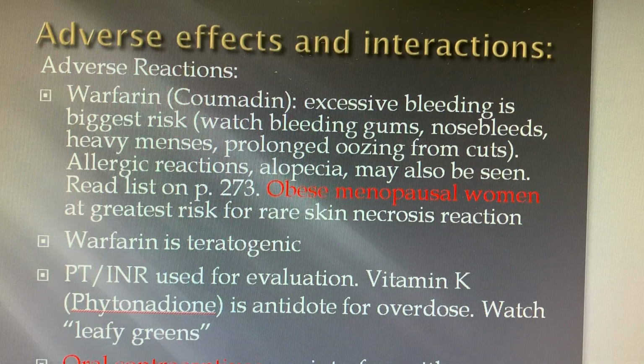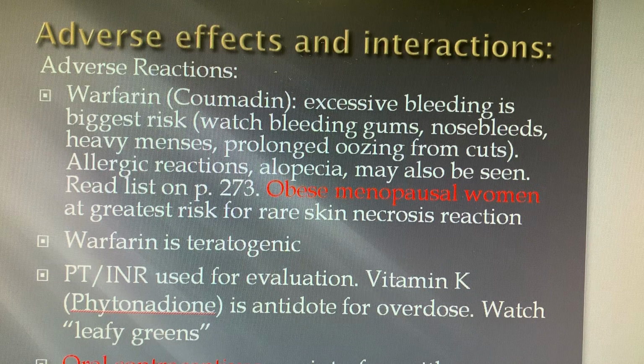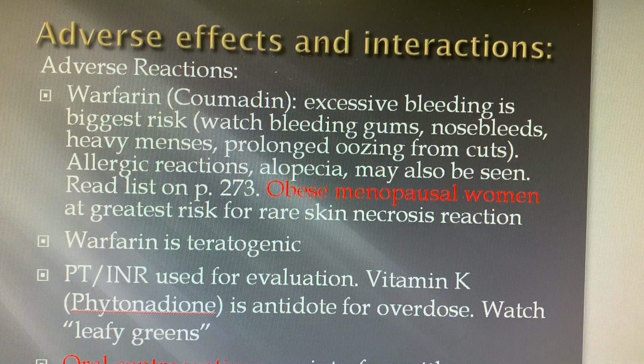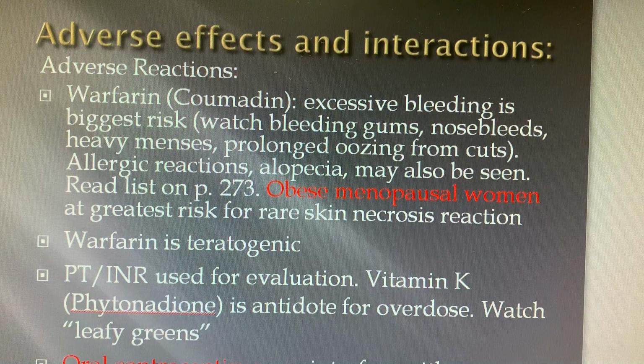Adverse effects and interactions with warfarin. Excessive bleeding is the biggest risk, once again, just the way it is with all of these anticoagulants and platelet inhibitors. Once again, you want to watch for bleeding gums when you brush your teeth, nosebleeds that come out of nowhere. In females, heavy menses, heavier periods than they would ordinarily have, and oozing from cuts that doesn't stop after a minute or so. It's not that anybody's going to bleed to death, but it can indicate that they have too much of this particular medication in their system, and it's interfering with their ability to clot.